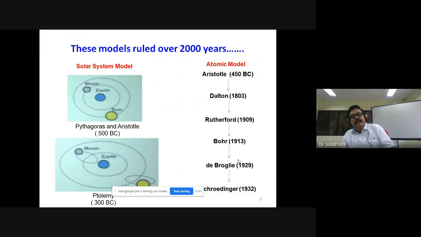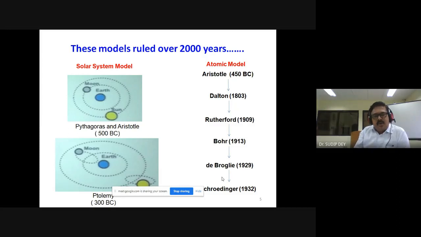So keeping this in mind, if you start with our ancient age, right from the dawn of civilization, when the solar system comes into play, initially Aristotle and Pythagoras proposed one solar model, wherein it was told that Earth is at the center and it is surrounded by the moon and the sun, which rotate. At the time, it was 500 BC. It's long back. And it was made because at that point of time there was a need for crop production. So that's why it was proposed by Aristotle and Pythagoras.